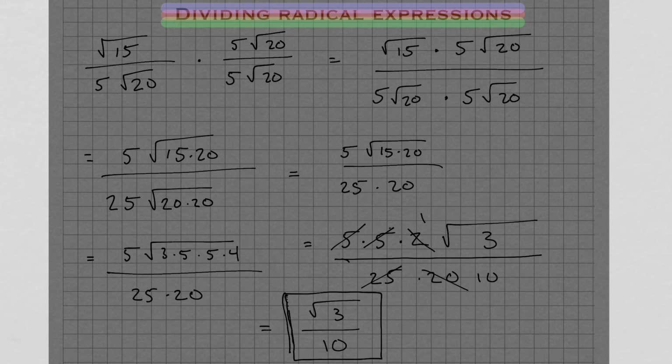Once again, I just want to point out that as long as these are being multiplied together and they have the same index, you can combine them underneath one radical sign. And then from there, you just start canceling, you start bringing things out, and then canceling.